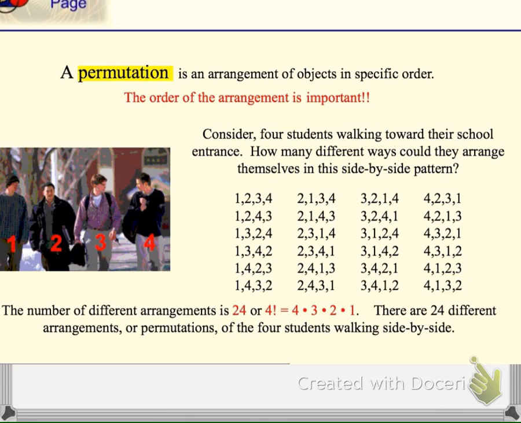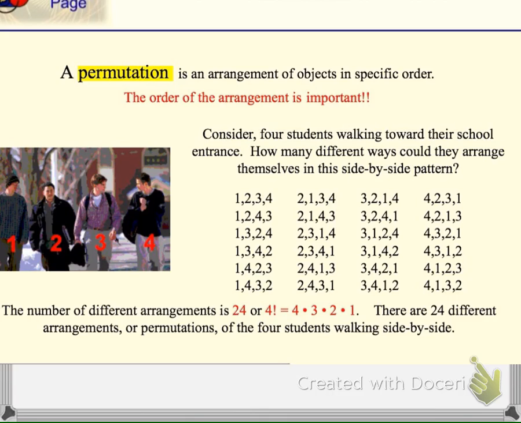And so now I'm going to want you to start a new section in your Good Comp book. You don't need to go to the next page or anything, but I do want you to write down permutations, and I want you to write down this definition. A permutation is an arrangement of objects in specific order, meaning that the order of the arrangements is important. Make sure you wrote that down. A permutation is an arrangement of objects in a specific order.